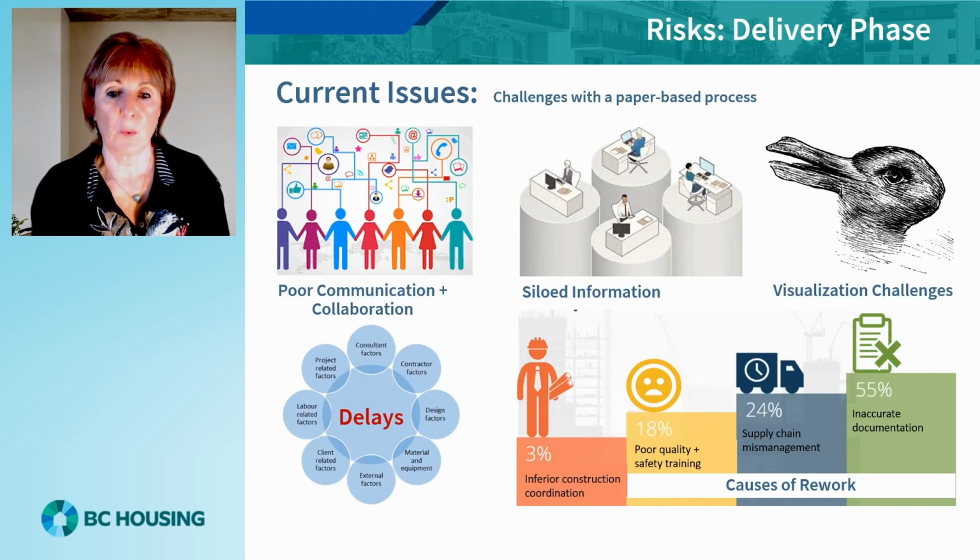The risks associated with the paper process that has led to the statistics previously described can be attributed to poor communication and collaboration. In the paper process, information is shared infrequently, and it is harder to check if the correct people have the correct updated information. In addition to this, historically, the industry has worked in silos, with information being shared only periodically. It also relies on the ability of an individual to interpret 2D drawings, and as the ambiguous visualization image shows, is it a duck or a rabbit? 2D drawings can easily be misinterpreted even by those used to reading them.